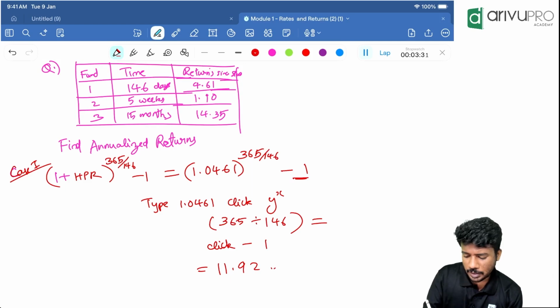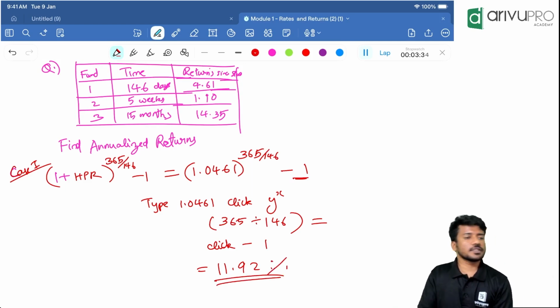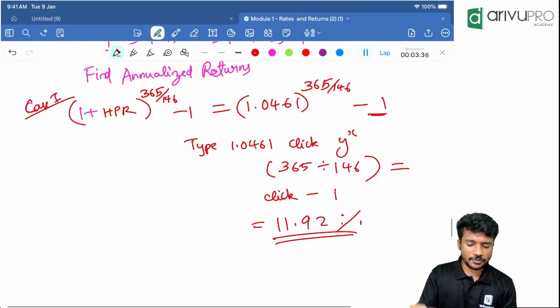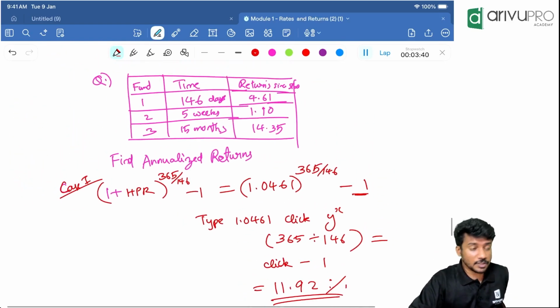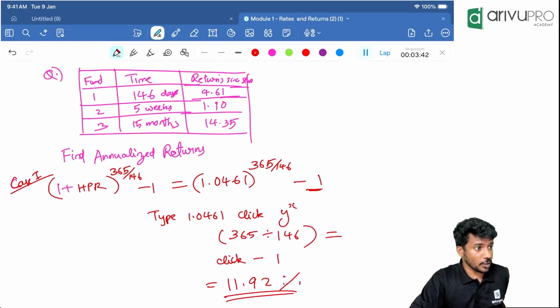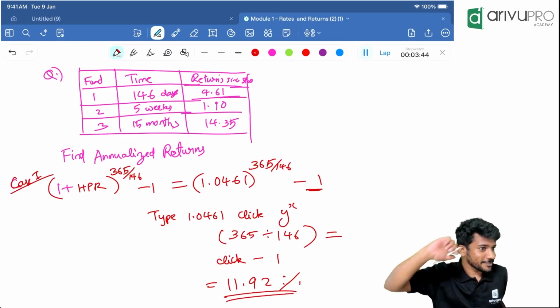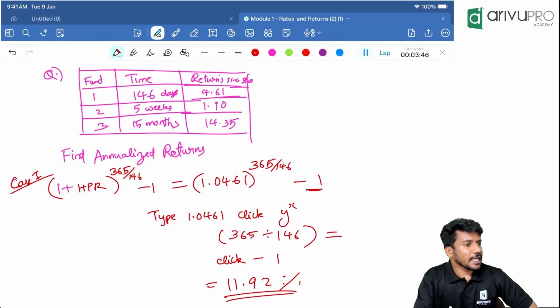11.92 percentage. Everyone got the answer? Sheikh, you got the answer for the first case, the annualized return for the first case? Understood the method? Yes or no? Please tell me up or down. Yeah. So next one, case 2.